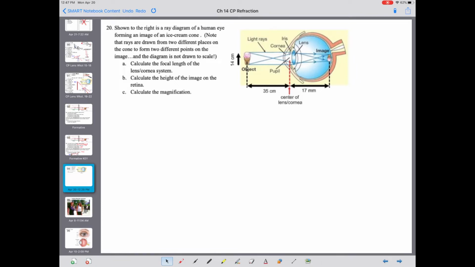Welcome to physics. Today we're going to go a little deeper into problem solving. So we're going to start with an example here, and then we're going to get into some applications. So this is actually a problem that is on the worksheet, problem number 20.